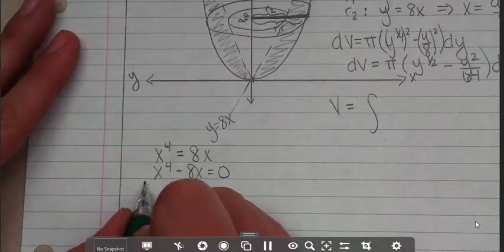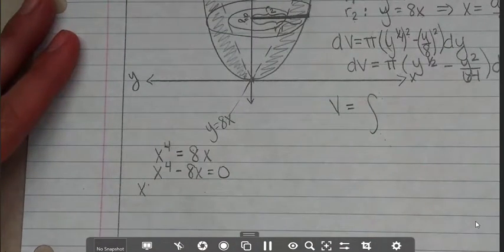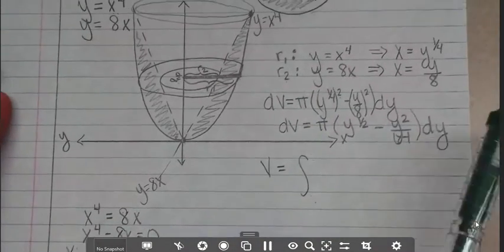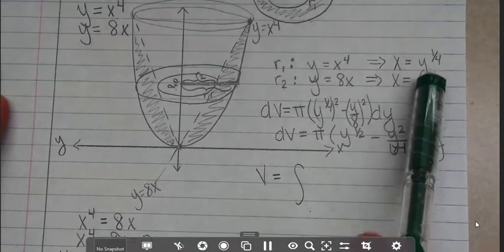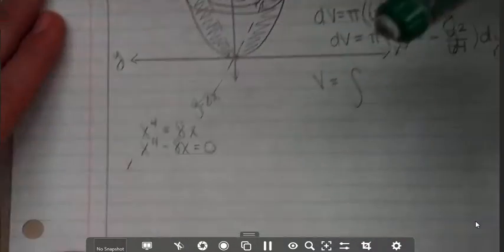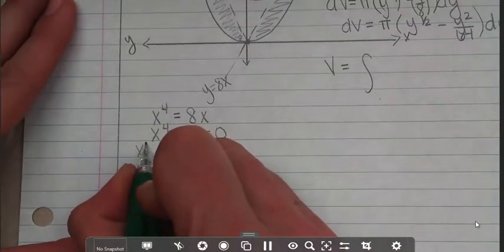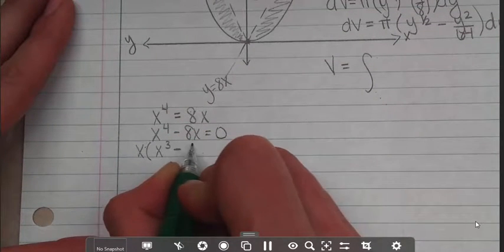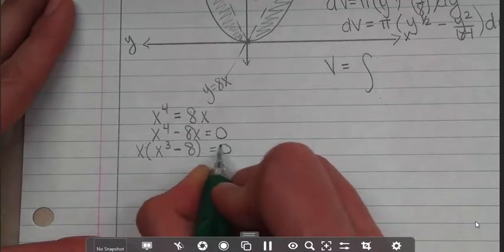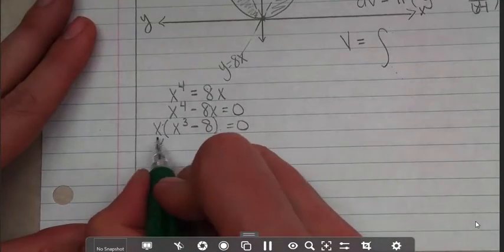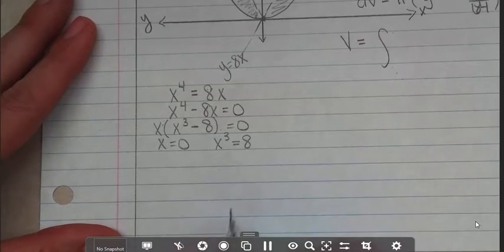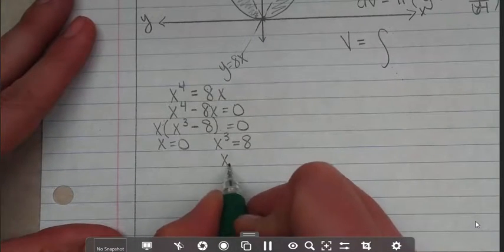I'm going to do some factoring. This is going to give me the x values, and I'll have to figure out what the y values are. I guess we could have maybe done it with these, set these two equal to each other, but I'm going to go ahead and just continue where I am. So I can factor out an x, so I'm left with x cubed minus 8. So x is going to equal 0. x cubed is going to equal 8, or in other words, x will equal 2.